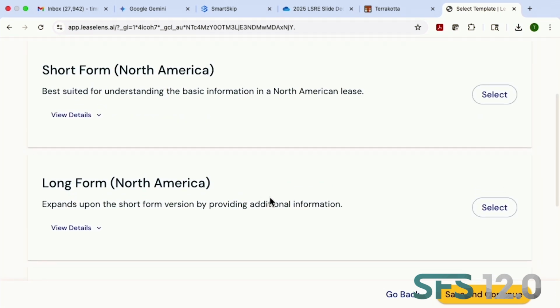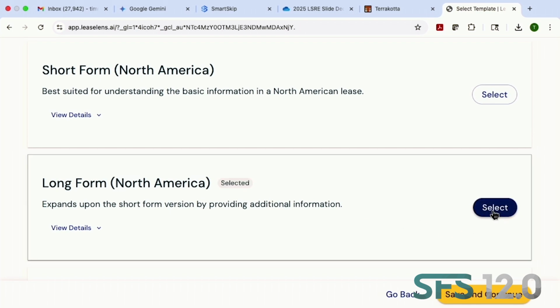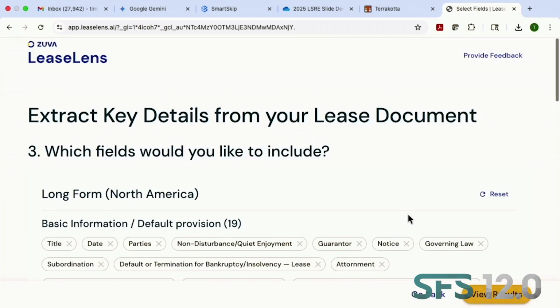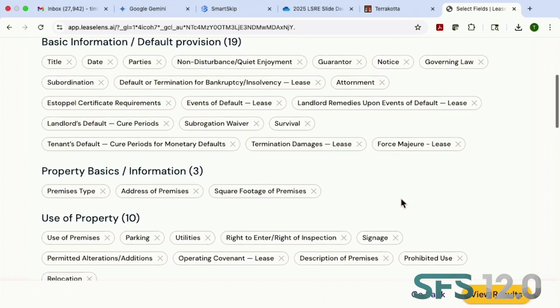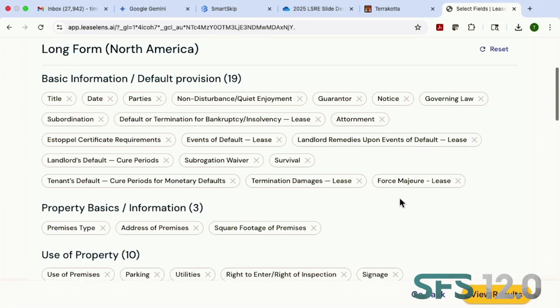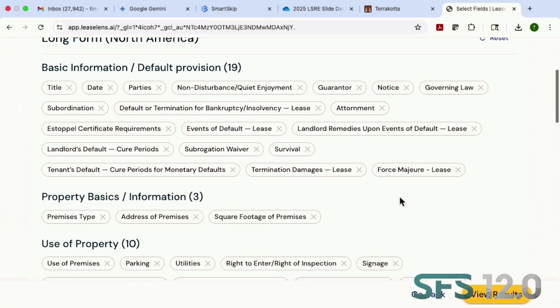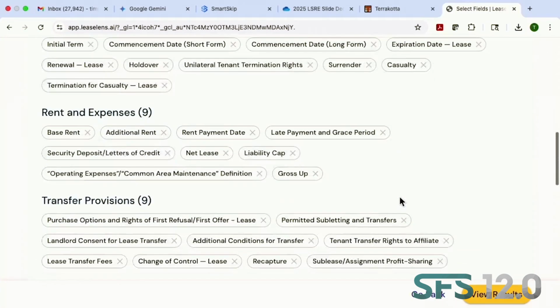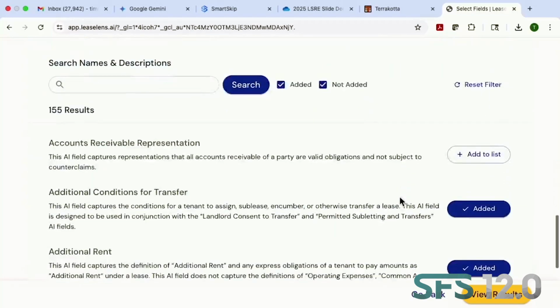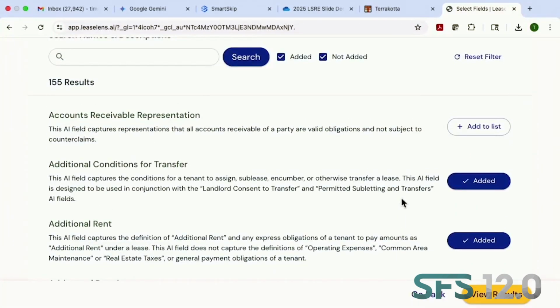So if I say I want long form North America, and I continue, what it gives me is, in a standard long form abstract, I think there's like 155 fields that it looks for. And then if I go down here, there's a menu that says, by the way, there are other things that are in some leases. Would you like me to look for those as well?